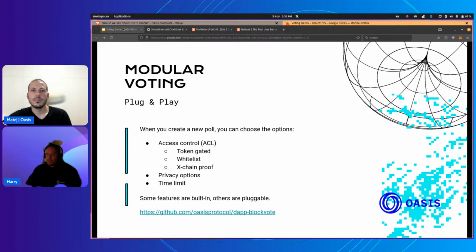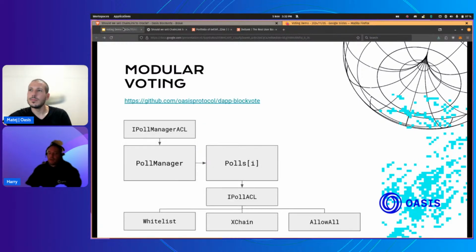And this is all open source. You can go to github.com/oasisprotocol/dApp-BlockVote. And just to give you a quick example, we've got the poll manager. This is the app, the smart contract that you create polls through. Then that creates an infinite number of polls, so you can create as many as you want with various different settings. You can control who's allowed to create polls. So if you do want to deploy your own instance of this, you can have much more fine-grained control over who's allowed to even create polls in the first place.